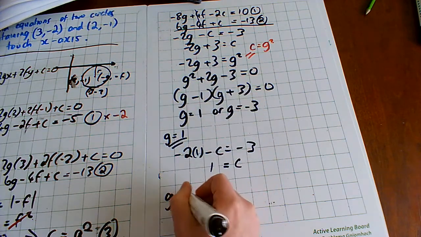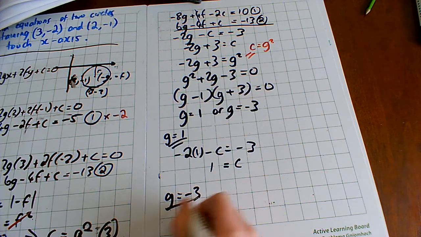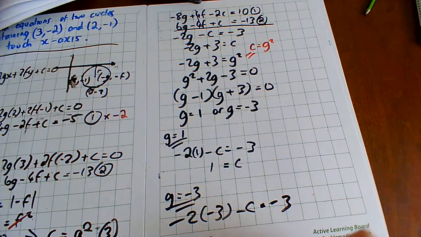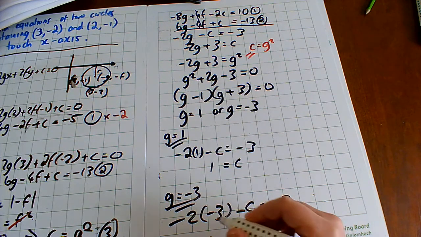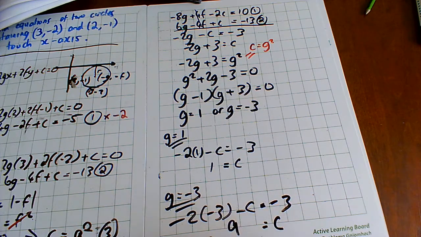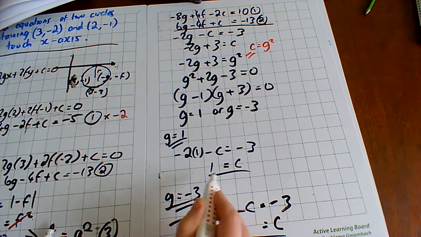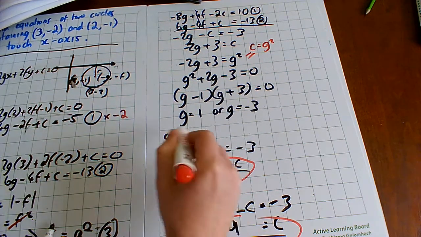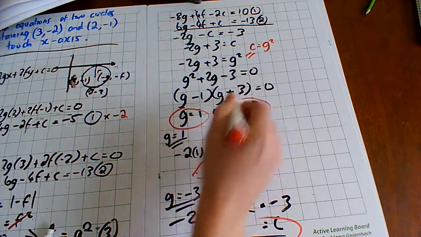the other answer, minus 3, we get minus 2 times minus 3 minus c equals minus 3. So c is equal to, this becomes 6, 9. Okay, so we found out, I'll actually put it C, C, G, G.